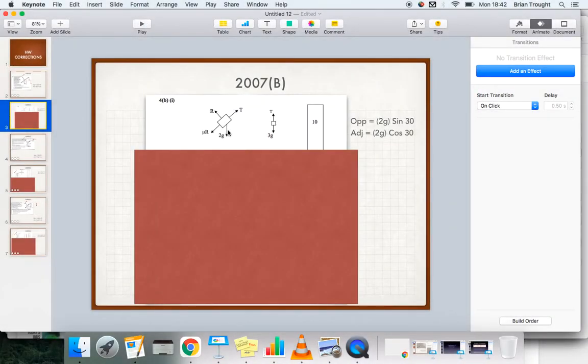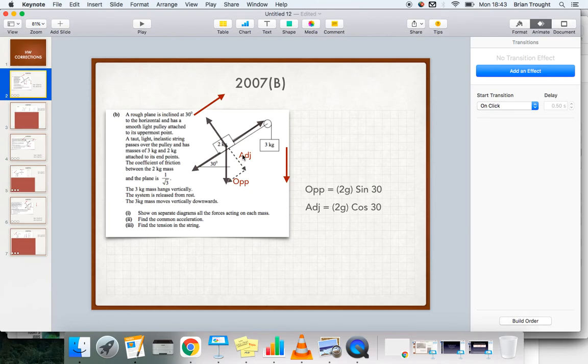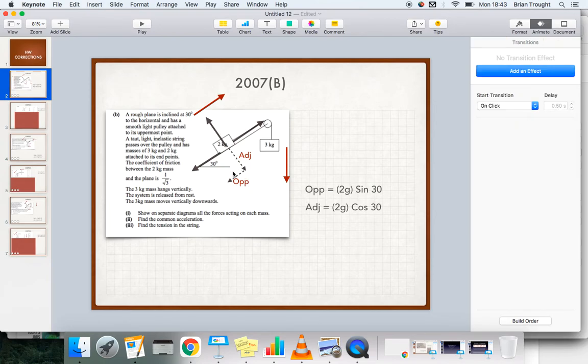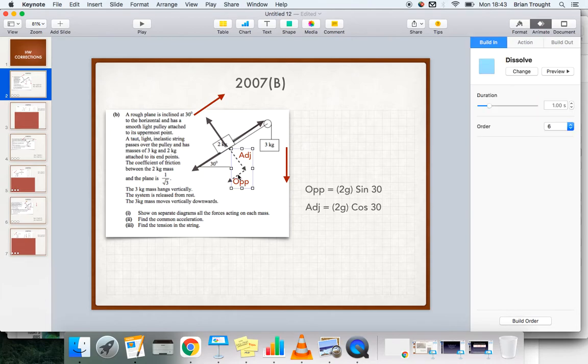Okay, obviously I didn't do that. So we should have a component down like so and a component down like so. The component like that will be the 2g cos 30, and the component going parallel to the plane will be the opposite, 2g sine 30. And we get rid of that one then. So the 2g is now represented with its two components, the opposite and the adjacent, so we can get rid of that, and that makes our analysis a little bit easier.